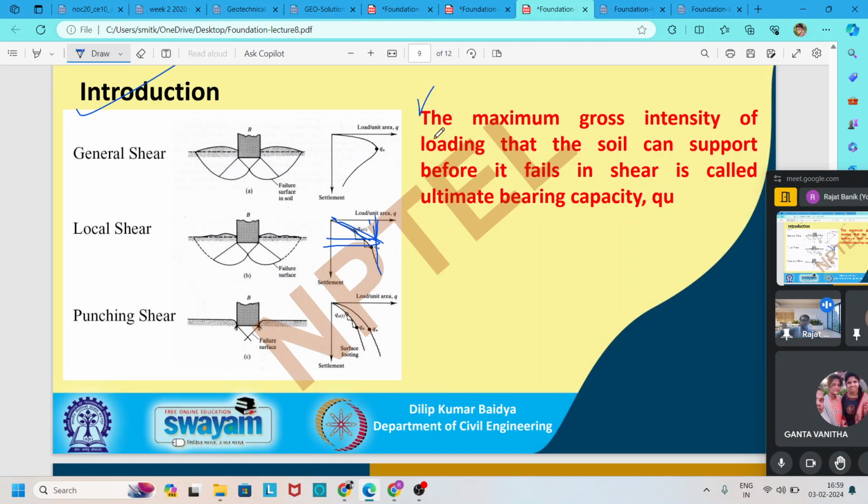Here it is said that the maximum gross intensity of loading that the soil can support before it fails in shear. Remember, in soil most failure occurs in shear. So the maximum load which is taken by the soil before it fails in shear is called the ultimate bearing capacity. This is a very important definition of the ultimate bearing capacity. That means the maximum pressure or intensity the soil can take before it fails in shear. We have to remember this.